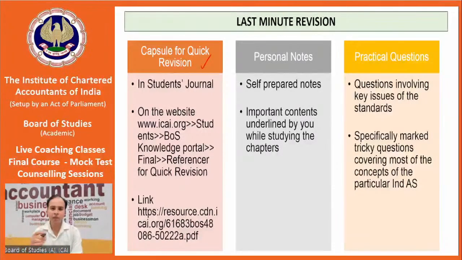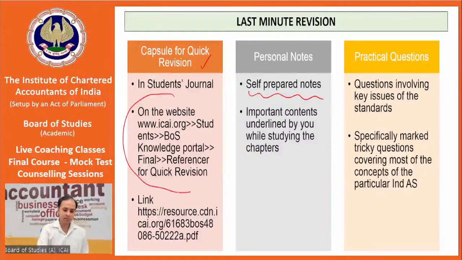go through important charts or important notes, if you have prepared them, which is very good. And even the ICAI has provided those flow charts, those capsules, those short summaries of almost all the standards in the student's journal. From time to time, whenever the student's journal is published, Ind AS summaries are published therein. And further, you can also access the same on our website. They are contained therein.